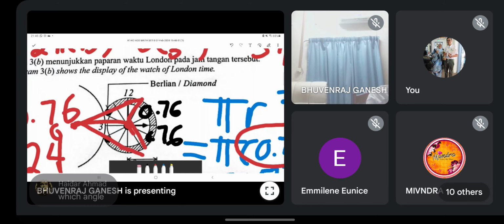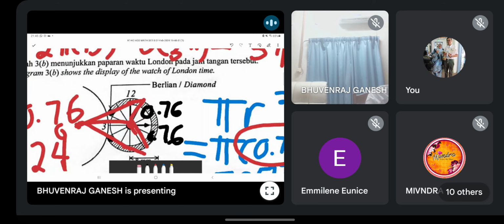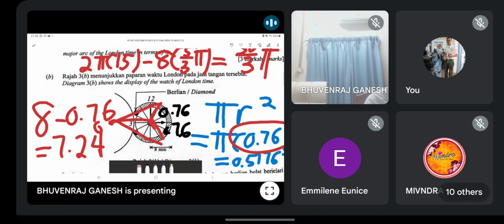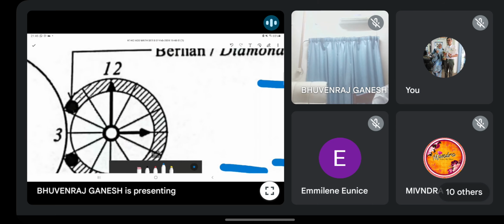Now let me see. Wait for a while, guys. Let me try to understand this. 8 minus 0.76, and then sine alpha over 2. So what they're talking about is, inside the circle, this blue length over here.